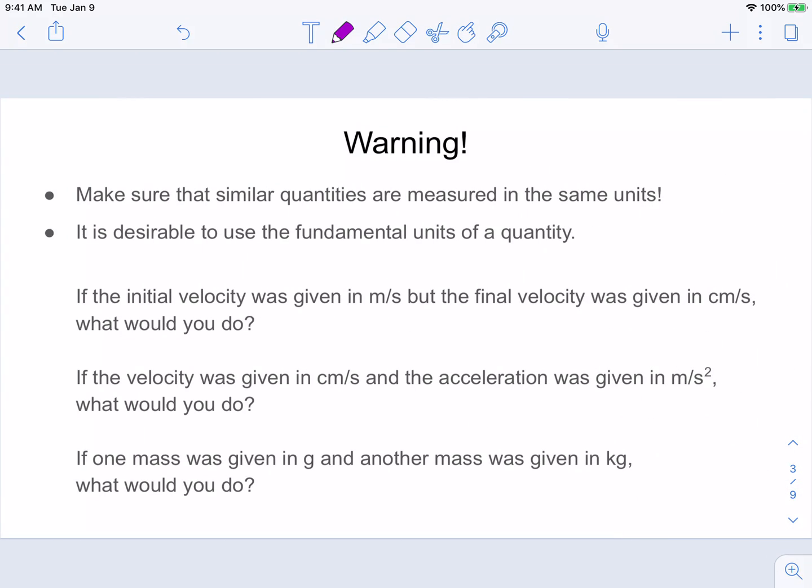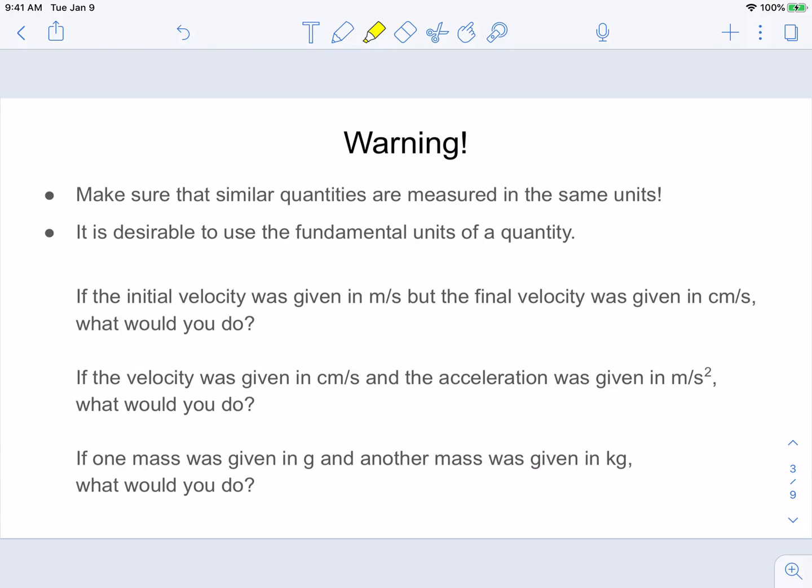A couple things to warn you about. First, you want to make sure when you are doing problems that all quantities are in the same units. What do I mean? Well, if you have a bunch of masses, you need to make sure that all of those masses were measured with the same units before you start solving a problem. Or if you are measuring lengths, you want to make sure that all of those lengths were measured in the same units before you start analyzing the equation or doing calculations.